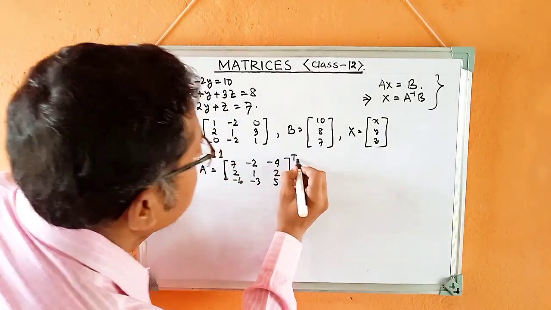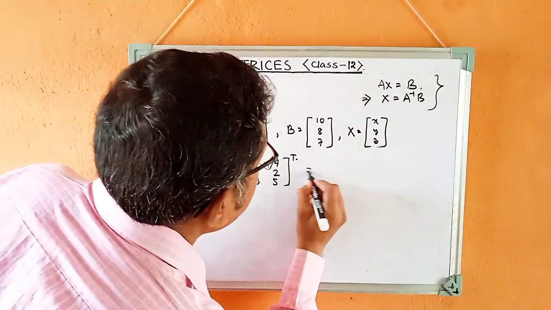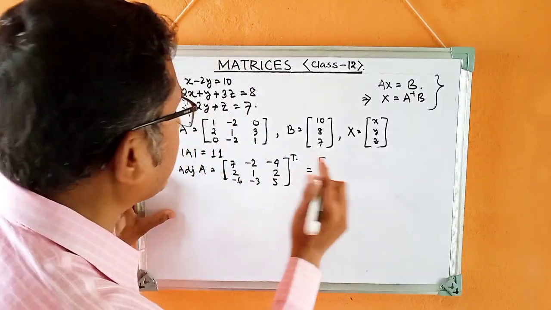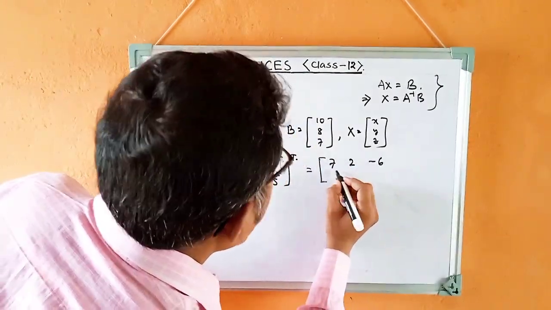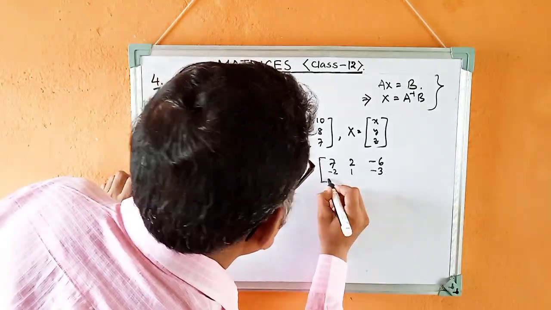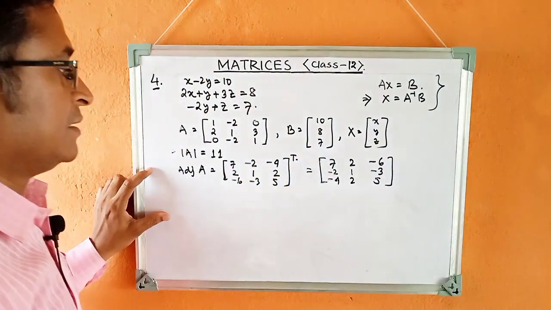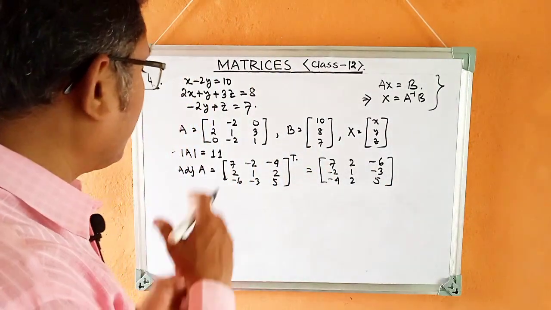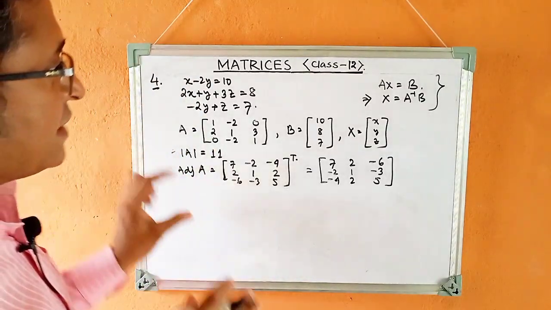Okay, and transpose. So we get the adjoint A. After transposing this matrix, interchanging row and column, we get 7, 2, -6, then -2, 1, -3, then -4, 2, 5. Okay, so after transpose of this matrix we get this value. This is the value of adjoint A.